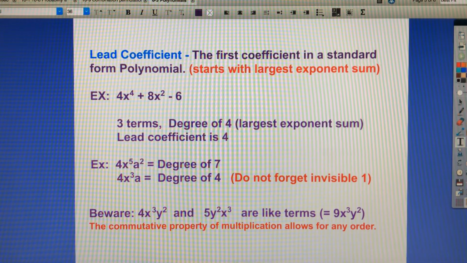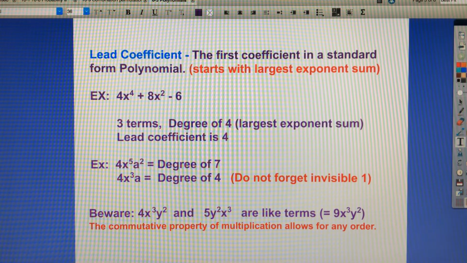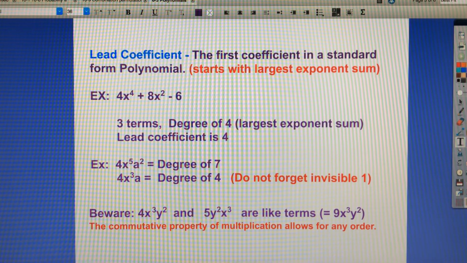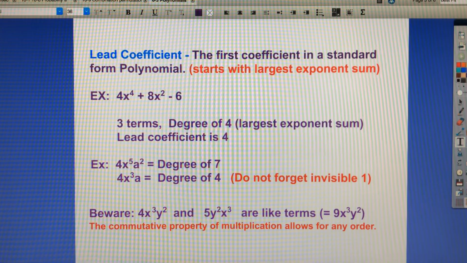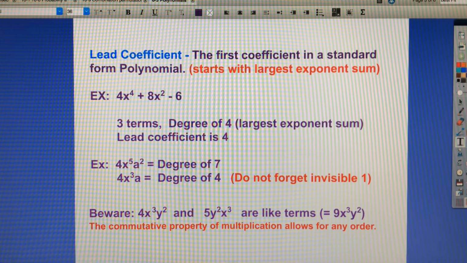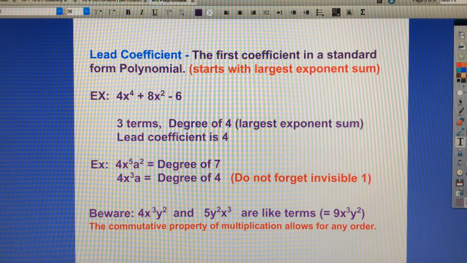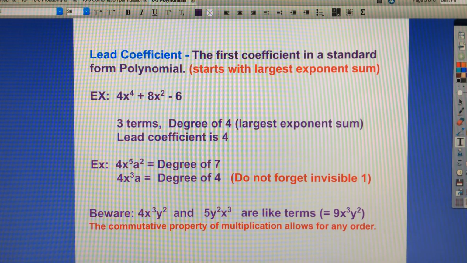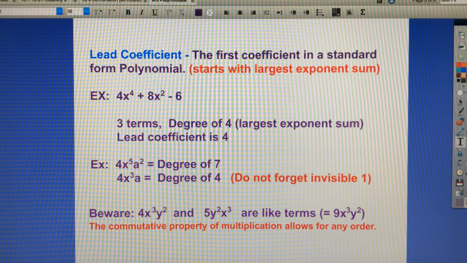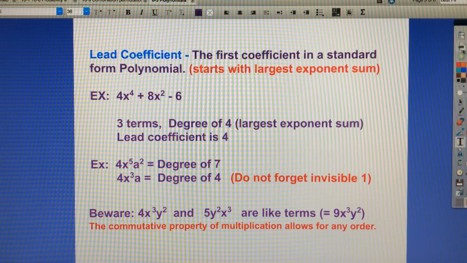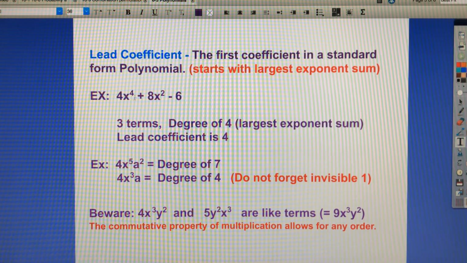We have something called a lead coefficient. By now you're noticing I'm introducing a lot of terminology that you're going to use throughout this entire polynomial section. The first coefficient, so that's the digit in front of the variable, the first coefficient in a standard form polynomial. You start with the largest exponent sum. I'm sure you're confused at this point. I want you to go back and read these.